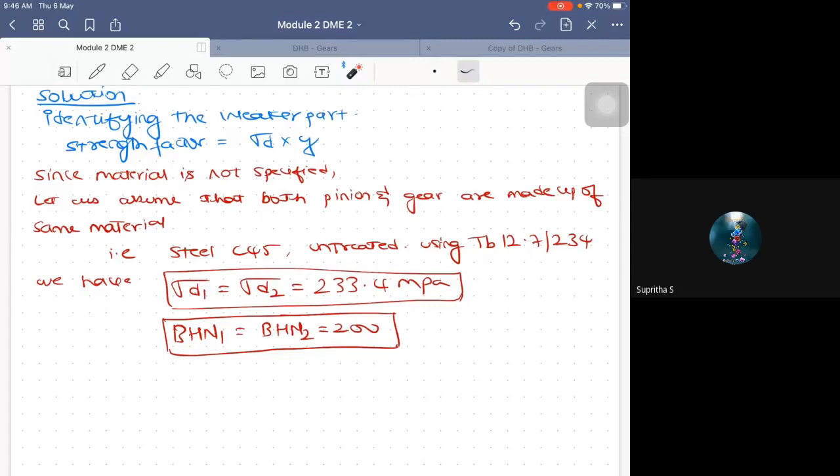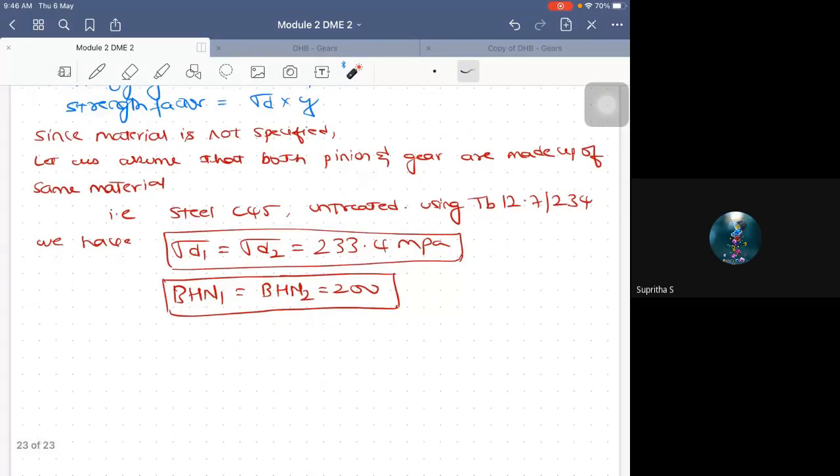So strength factor is calculated as how? Sigma d into Y. Okay. So you can directly write a sentence, guys. You don't need to calculate also. It is a known thing.